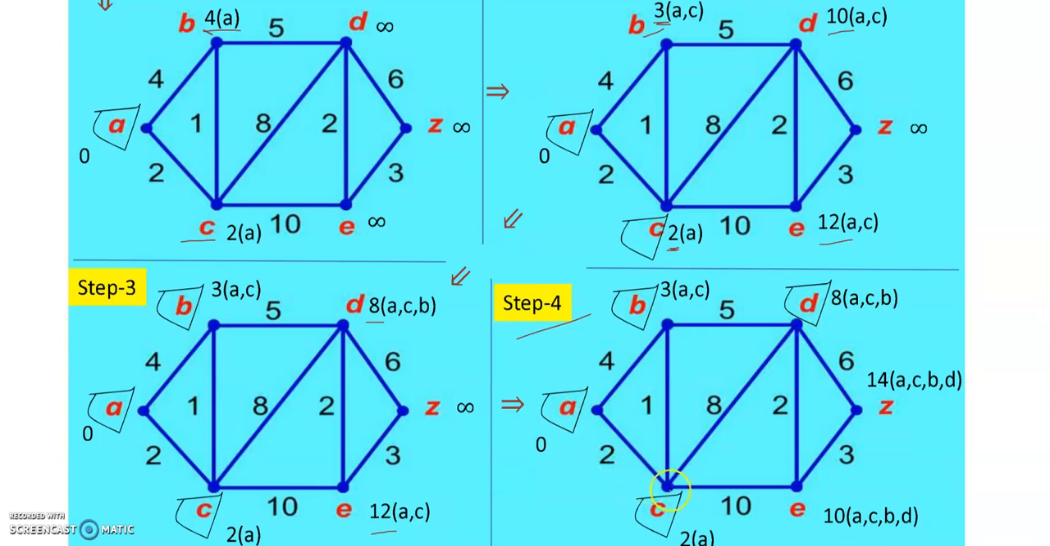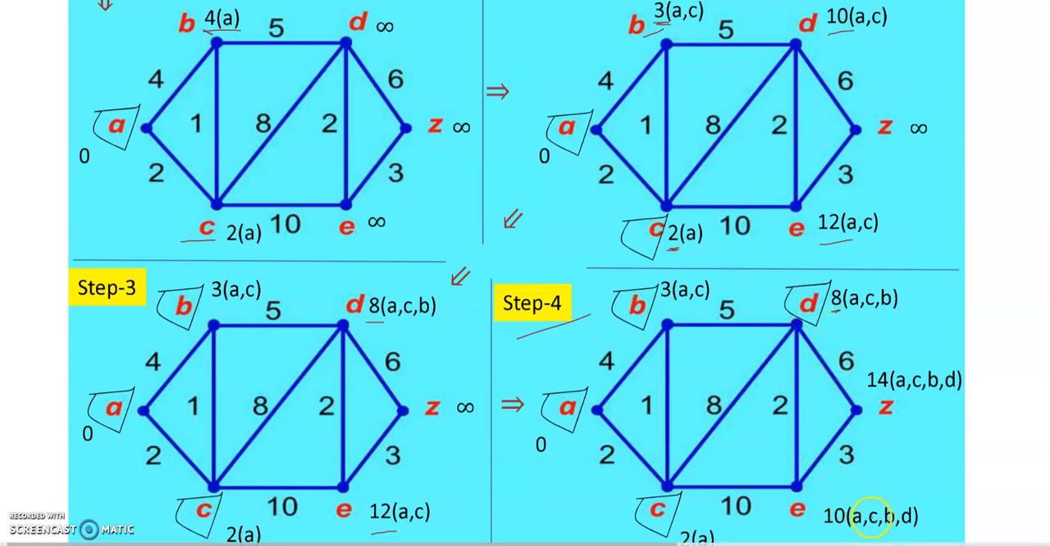So A, C, B, D. Now this is the minimum distance to reach D. Now we have to fix. So I am making the circle now, because see here before it was 10. Now after fixing the vertices A, B, C, I am getting 8. So this is the minimum between 10 and 8. So now we fixed A, B, C, D.